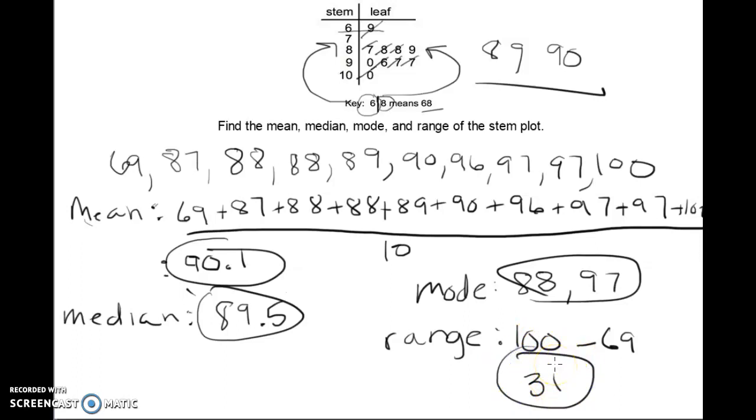Okay, so your assignment is not going to be that different from everything else we've been doing. If you look at the set of data, make sure that you can figure out how to read the stem and leaf plot, then find the mean, median, mode, and range. If you have any questions, please email me. Okay.